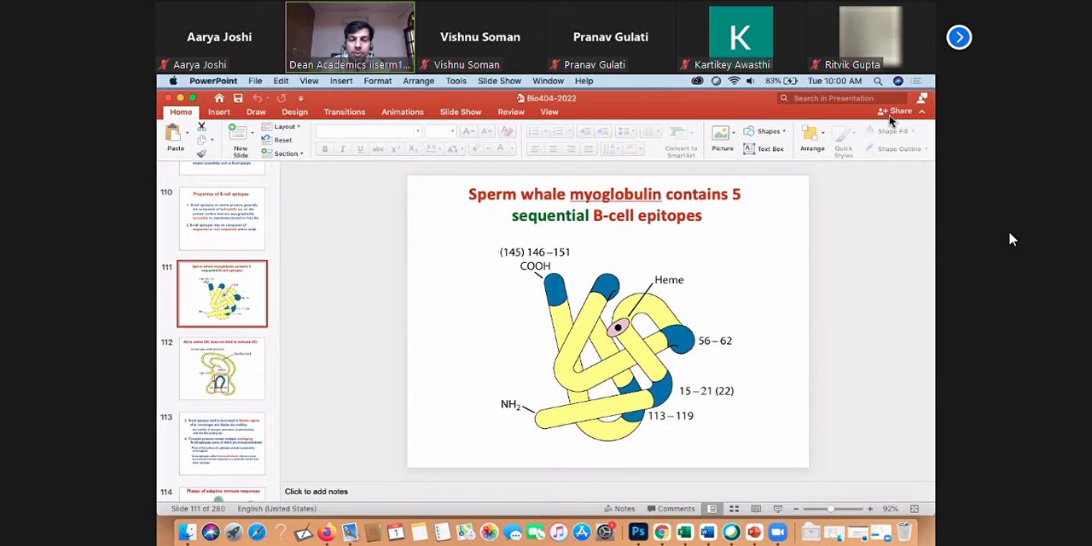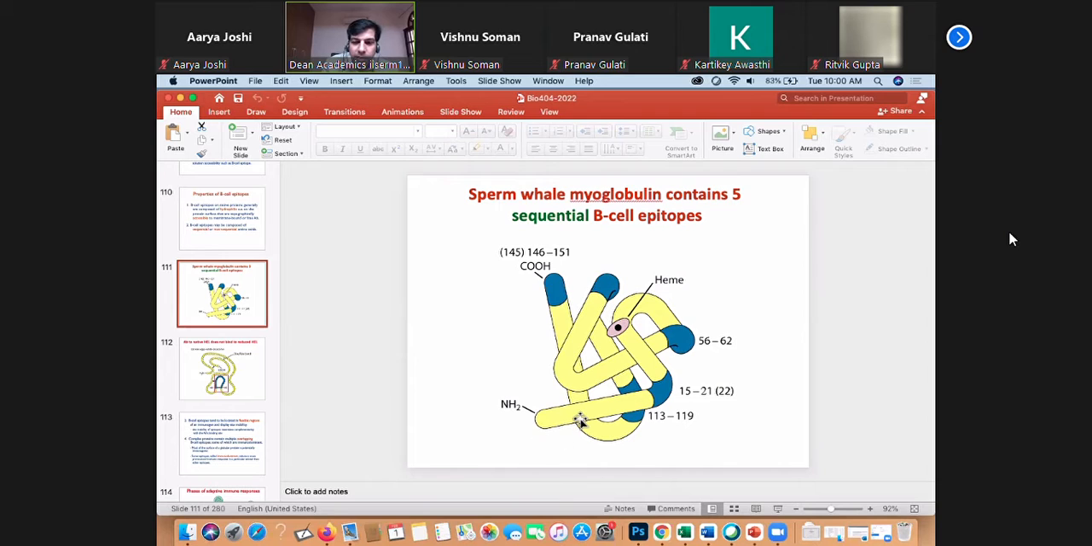Okay, so you have basically a sequence of amino acids in a protein, right? Amino acid at position 1, 2, 3, 4, 5, 6, 7, and so on and so forth, right? Now, if you have a contiguous sequence which gives rise to an epitope which can stimulate B cells, these are called linear epitopes or sequential epitopes. Okay, and these were some of the examples.